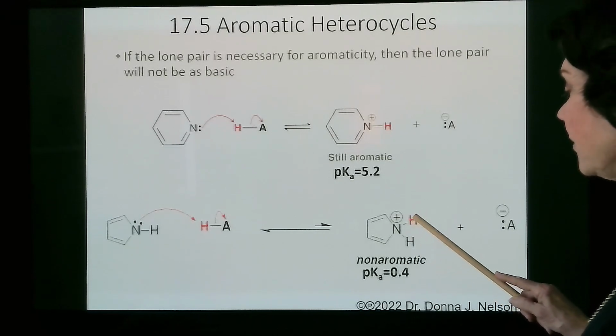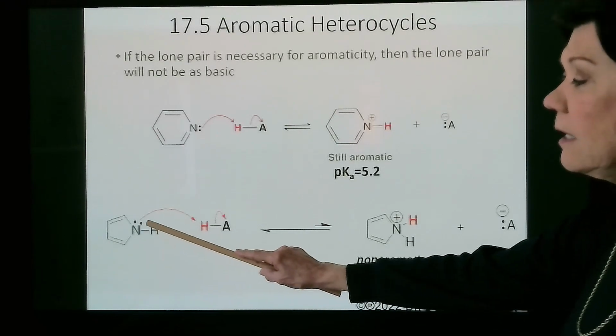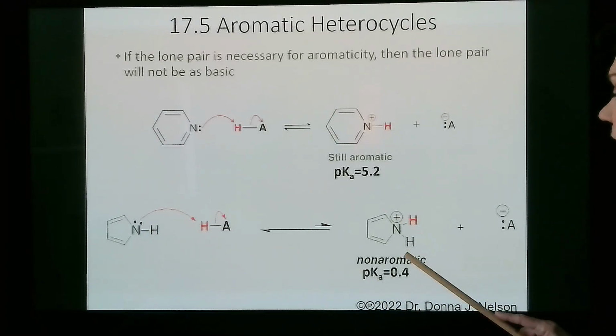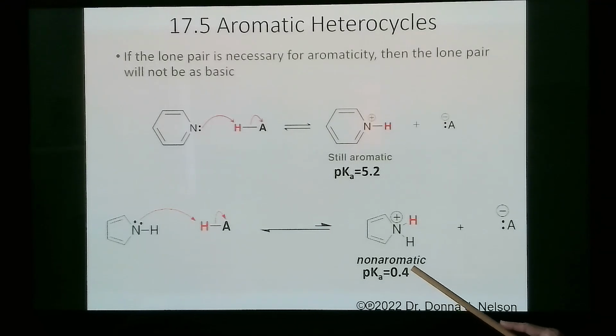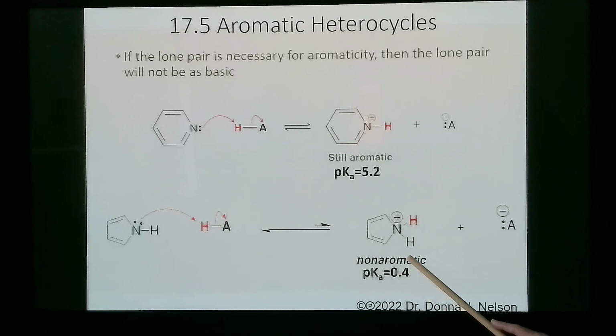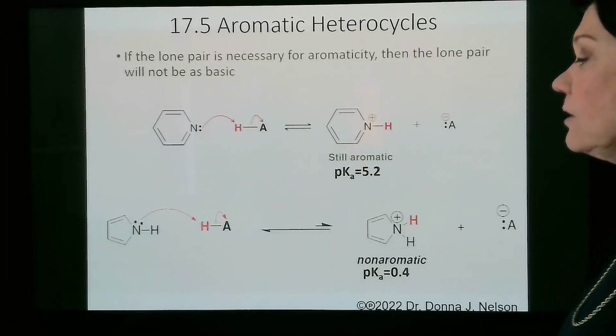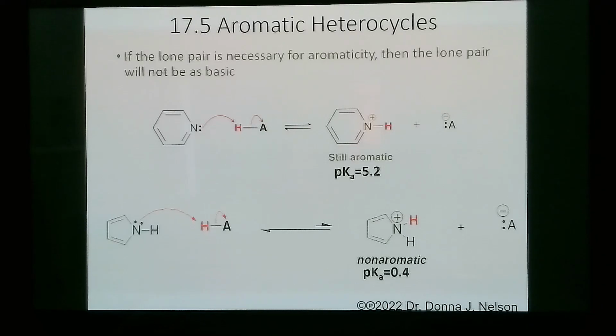It will have a great tendency to give up this proton so that it can achieve aromaticity again, and that is reflected by a very low pKa of 0.4. So this compound, protonated, is non-aromatic. The other 3 structures on this slide are still aromatic.